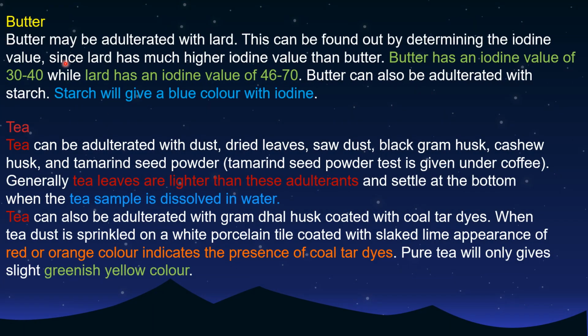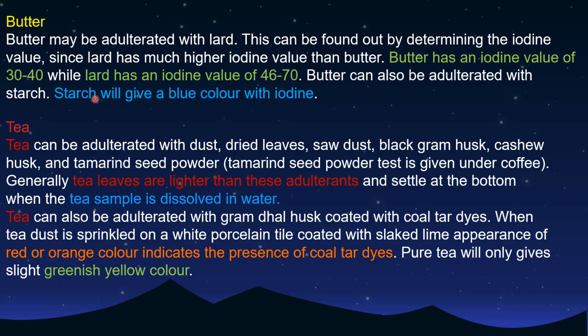Next, we will see the adulterants that are present in butter. Butter can be adulterated with lard. It is the fat of pig. Okay, so this can be found out by finding its iodine value. So lard, that pig fat, has a higher iodine value than butter. So 30 to 40 is the iodine value of butter, but the lard iodine value is 46 to 70. So by checking the iodine value, we can see whether lard is present or not.